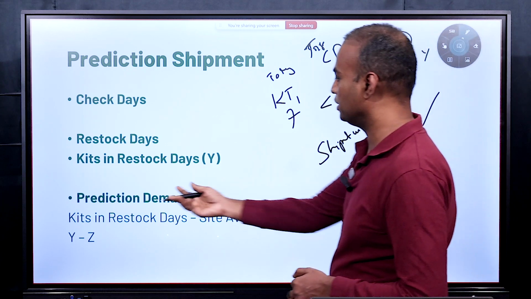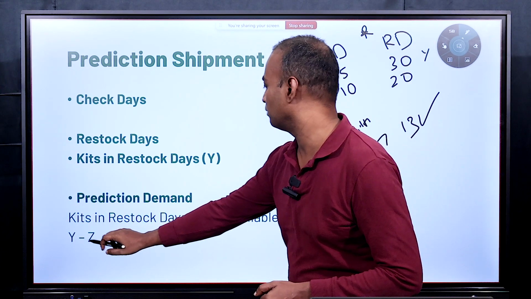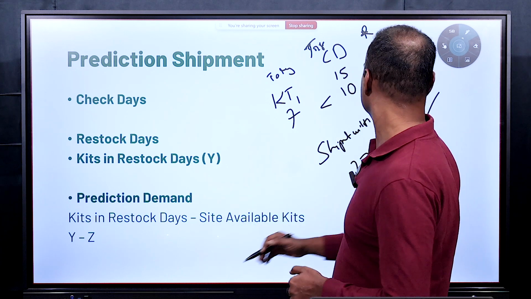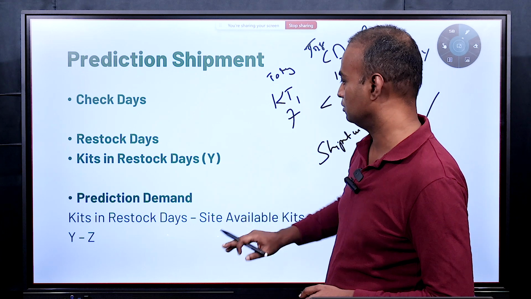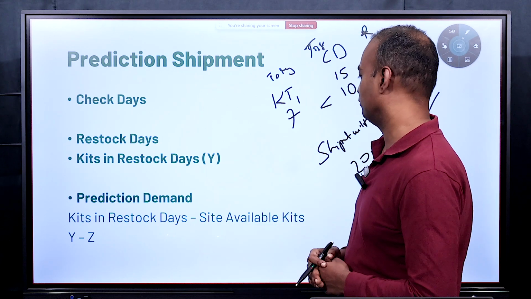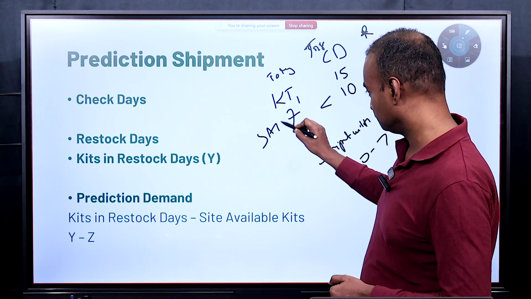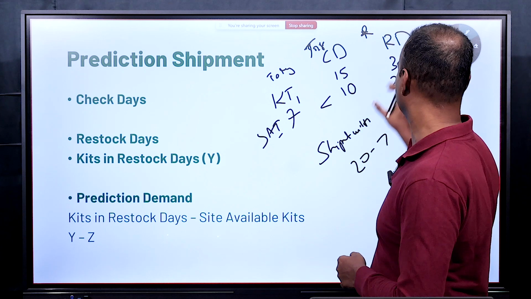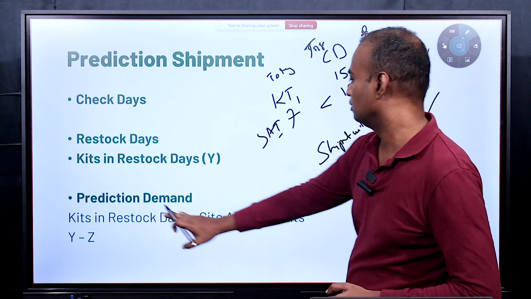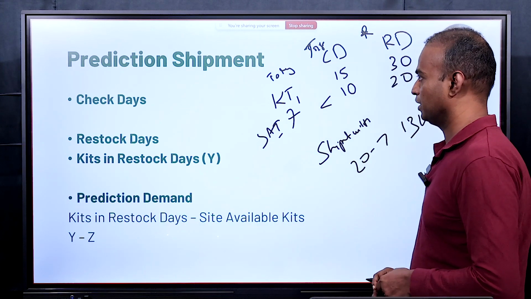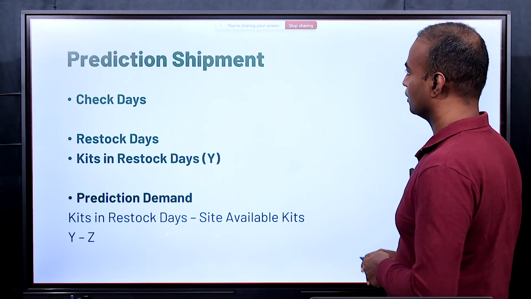The prediction strategy or the prediction demand will have this Y minus Z. Y is kits in restock days and Z is site available inventory. If you subtract site available inventory from the kits in the restock days, that becomes our prediction demand or prediction shipment. This is about prediction shipment.